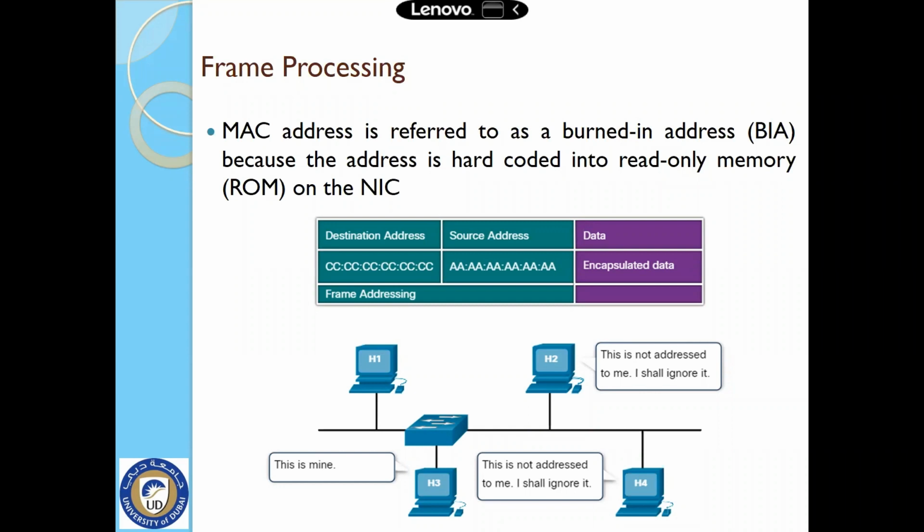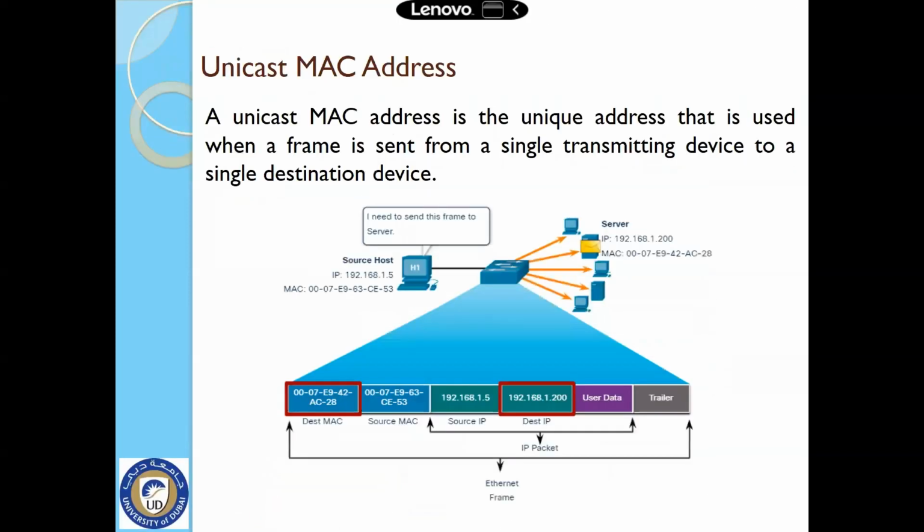Okay, so that's from the frame sequence before. That's the destination address, source address, and here is the data encapsulated. So here is what's happening. When some computer sends a message, each computer will check the MAC address. This is not addressed to me, I shall ignore it. Not addressed to me, ignore it. This is mine, I will take it. So this is as simple as it goes, and we'll see the mechanism in a few slides.